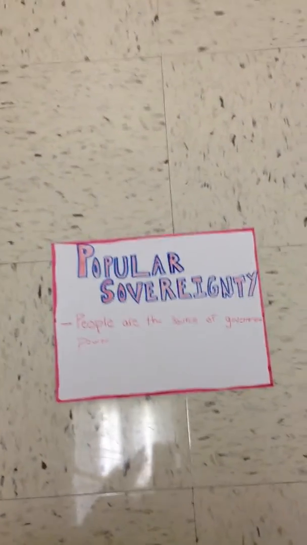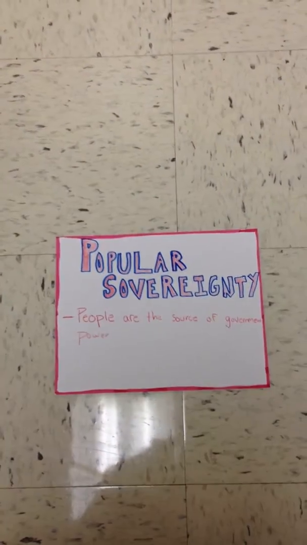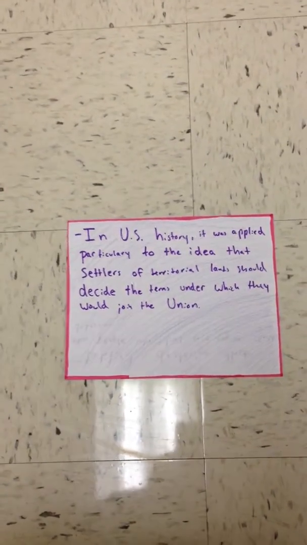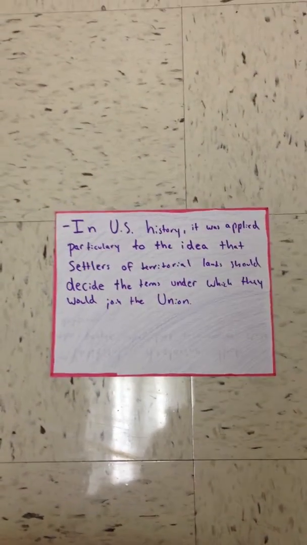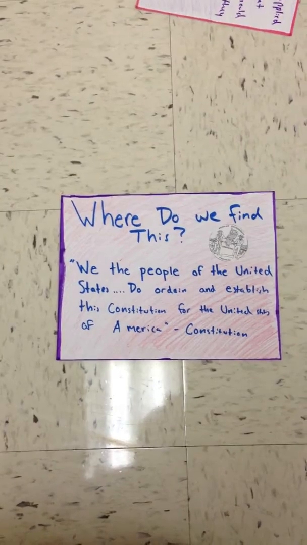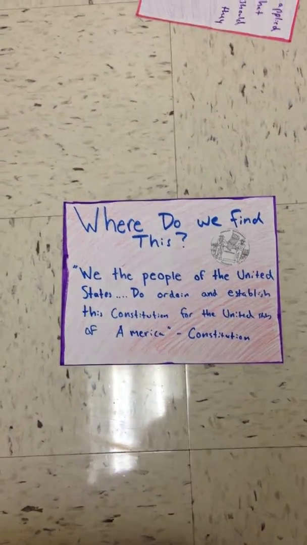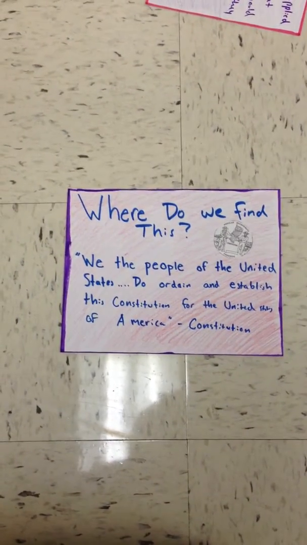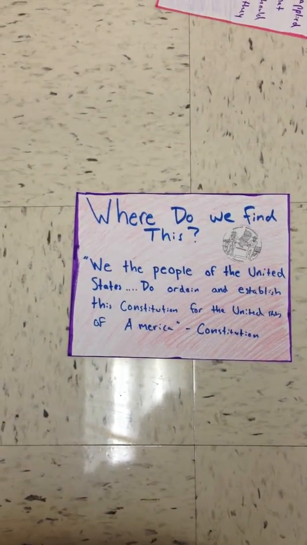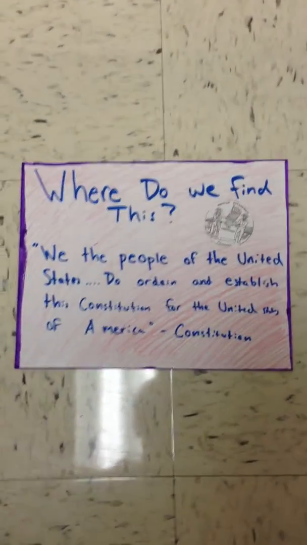Popular sovereignty is one of the most important principles. It's the principle that the people are the source of the government's power. The idea of popular sovereignty was originally that settlers in territorial lands should decide the terms under which they would join the Union. In the Constitution, there is a preamble, which is the beginning of the document. It is located there because it's so important to the states. Where do we find this? We, the people of the United States, do ordain and establish this Constitution for the United States of America.